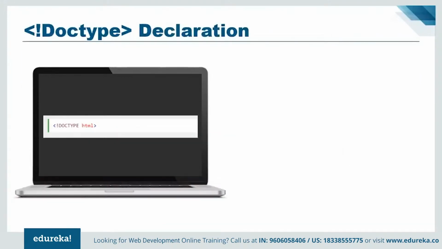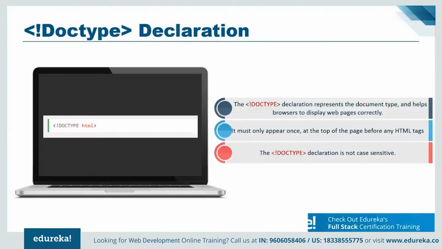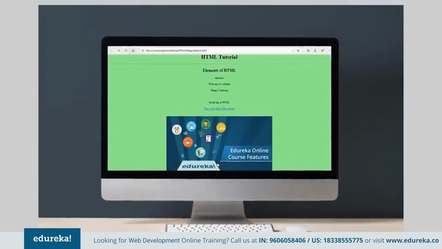So let's move on. Now there are some elements that I want to tell you all about, which is very important. So first is the doctype element. So the doctype declaration represents that the file you're working is a document type and helps the browser to display web pages correctly. And it only appears once at the top of the page before any HTML tag, and the doctype declaration is not case sensitive. Okay, so this is what HTML actually looks like.